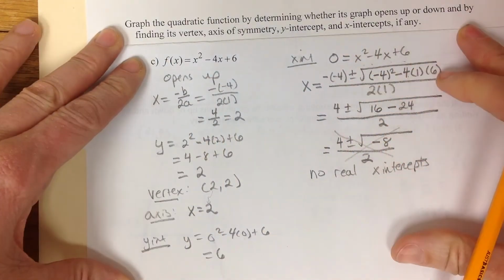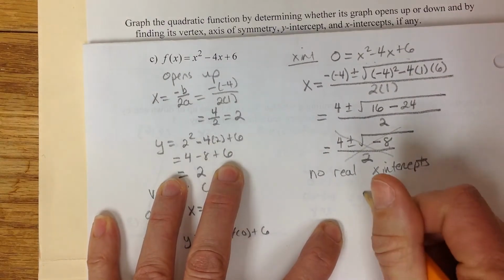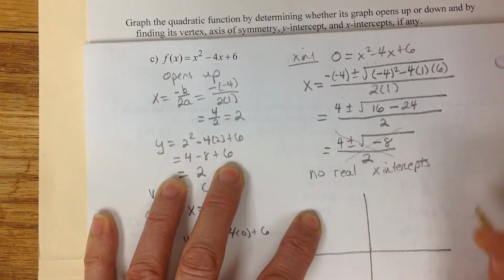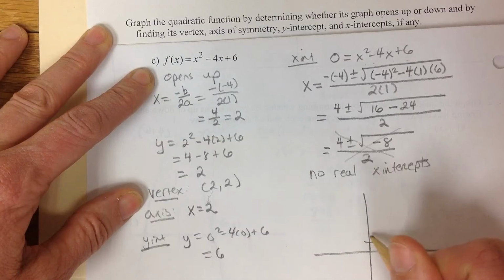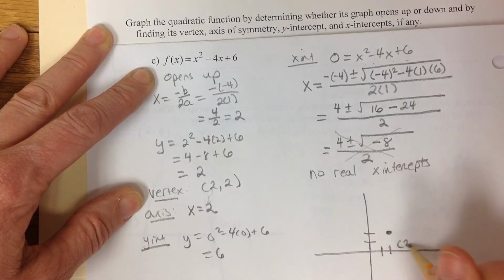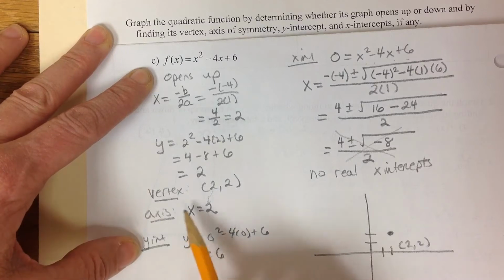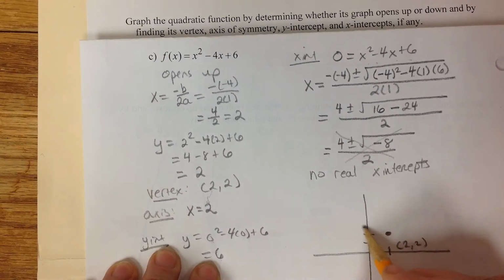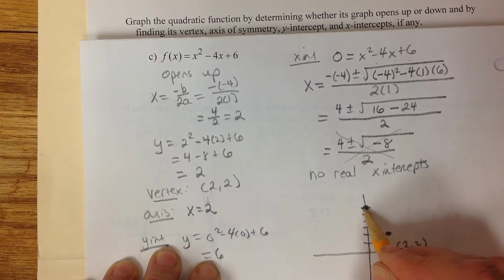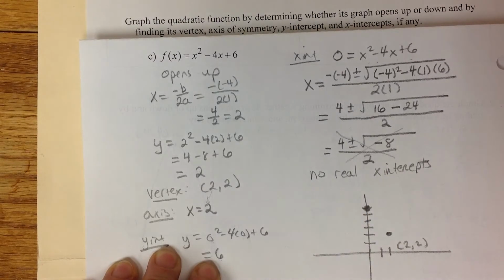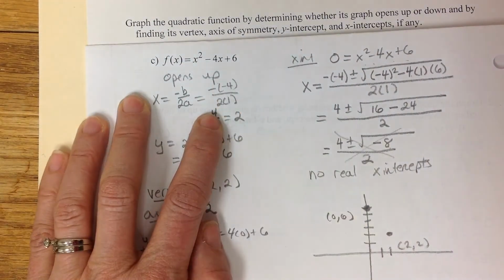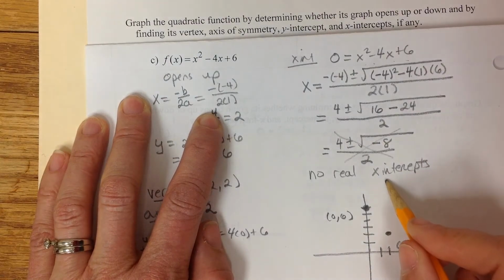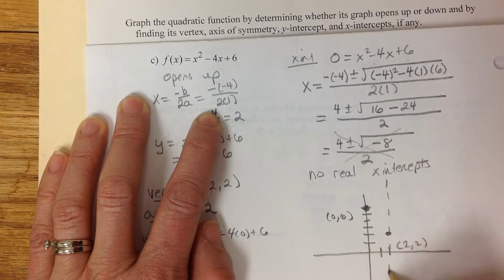Okay, now I found all of the information I can. I'm ready to tie it together on a graph. So I have a vertex at (2, 2). I have a y-intercept at 6. And those are the only points that I found. Now the other information that I do have is that this opens up. I know it's a parabola, so it's a U shape. Here's the vertex, which is going to be the center. So I'll go ahead and put in the axis for this. That again is at x equals 2.